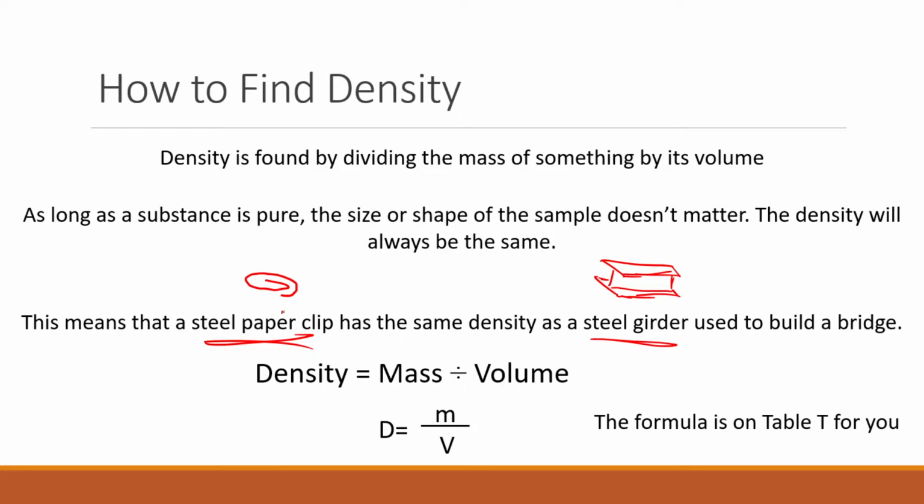Even though they weigh very different amounts, even though they have very different volumes, that ratio of mass over volume should be the same if they are both made of steel. Now, if it changes and we say this is a gold paperclip and a steel girder, they're obviously not going to have the same density, right? The substance needs to be the same.